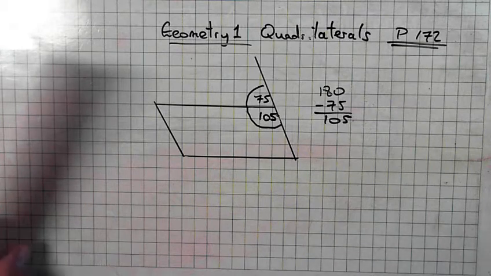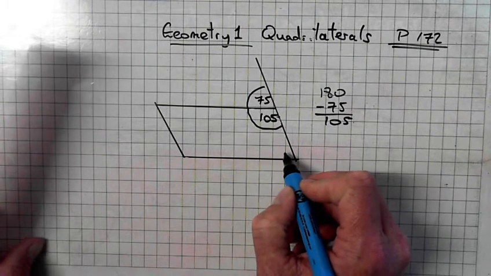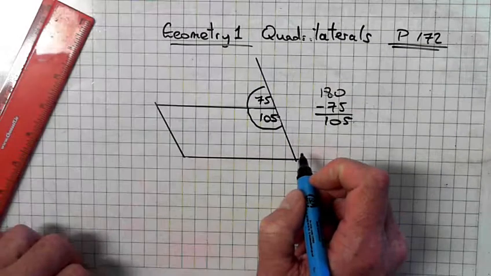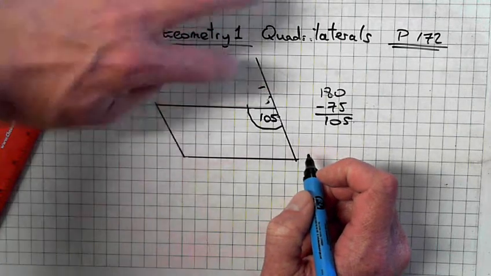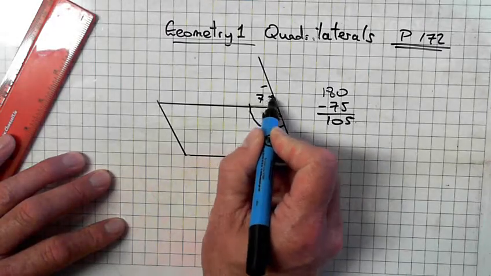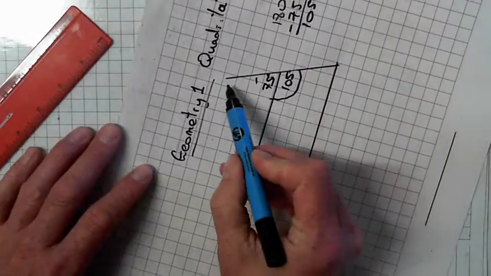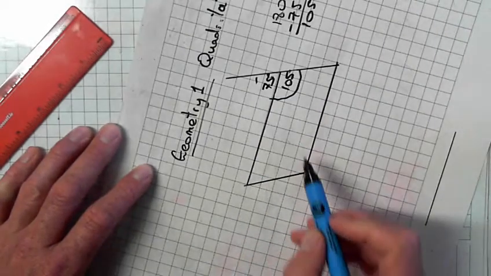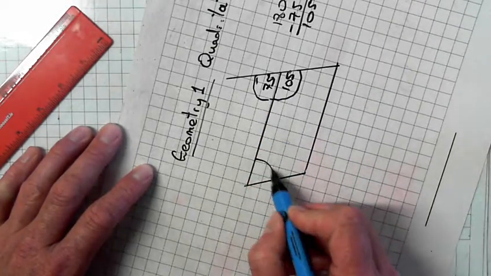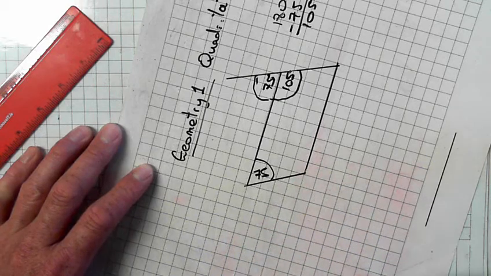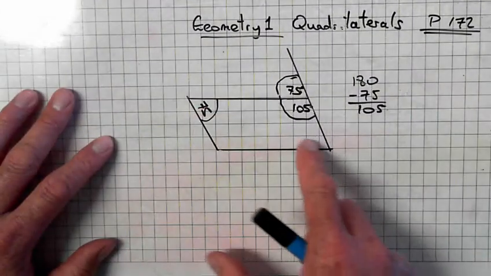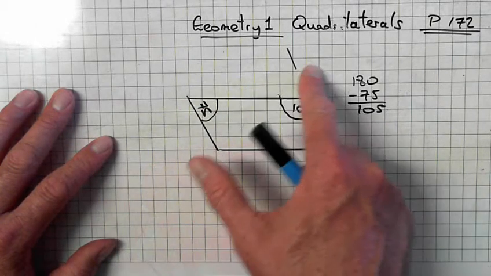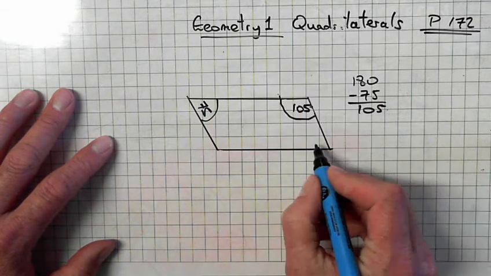Alright. So we have to find this one here. What we can do now, looking up, is I'll leave it there, because if I turn it around, can you see a Z shape? Yep. Z, Z, Z. So this angle is the same as this angle, isn't it? So that's 75. Opposite angles in a parallelogram are equal.